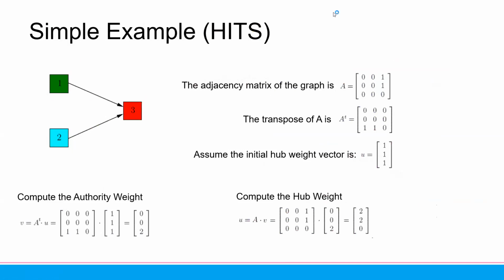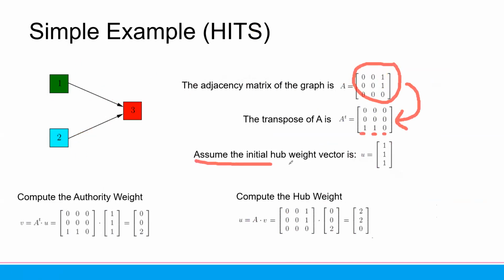Or we can say this is 1, 2, 3, 1, 2, 3. So 1 to 3 we have 1, 2 to 3 we have 1, and the remaining are 0. After we have this adjacency, we can do the transpose. The transpose matrix is this one. From this matrix, we transpose into this: 0, 0, 0, 0, 0, 0, 1, 1, 0.